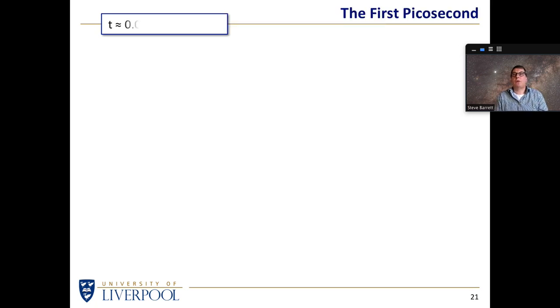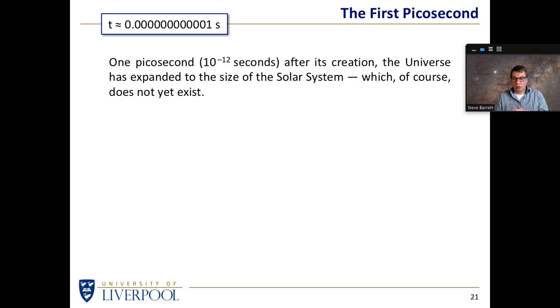Let's jump now to the first picosecond. So we're now talking about 10 to the minus 12 seconds after the Big Bang. The universe is now substantially bigger than a golf ball. It's now the size of the solar system or thereabouts. Yes, of course, the solar system doesn't yet exist, because we still have simply a very hot ball of very energetic particles. We don't have any structures within there yet.